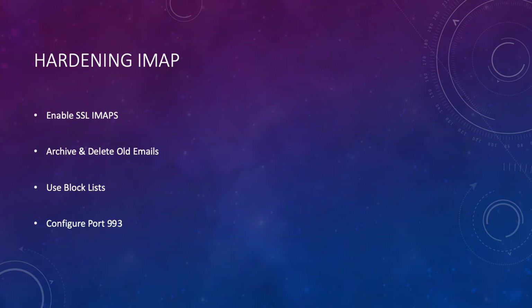So the best practices for hardening IMAP: first, you want to enable SSL IMAPs. It's just the secure version of IMAP. And you also want to archive and delete old emails just to clean up space. And you also want to use block lists, which will flag any suspicious emails, which can be problematic at times because they may contain spam or phishing emails.